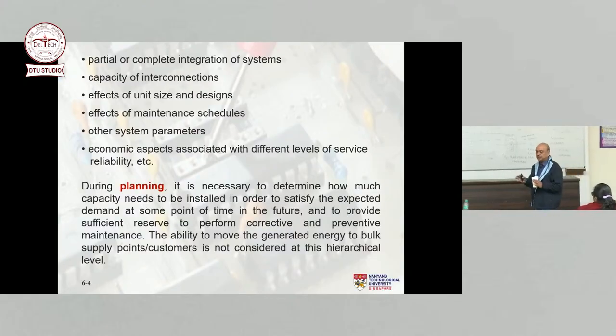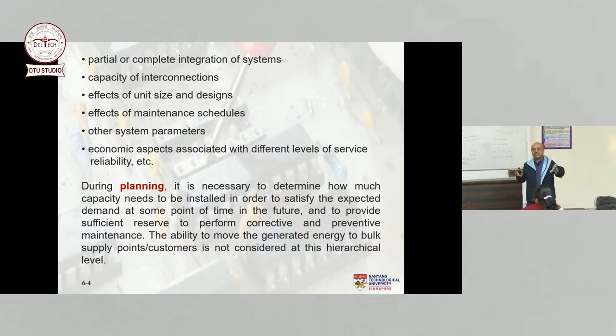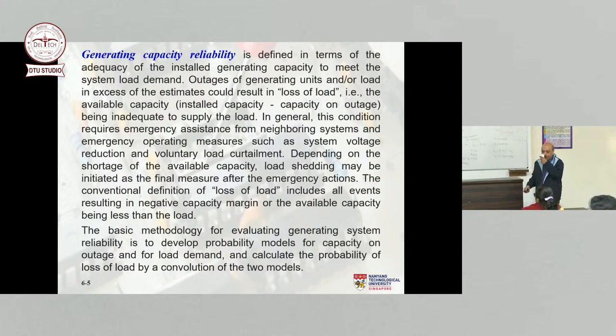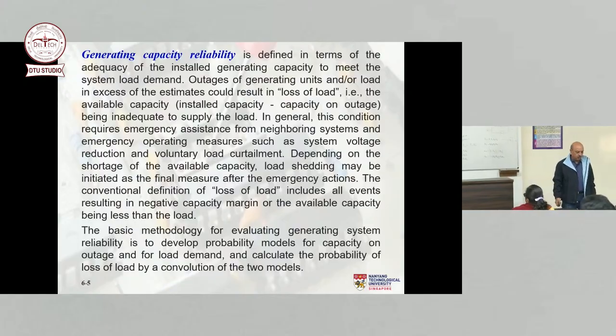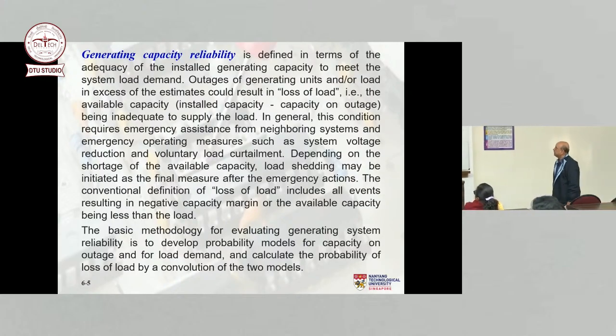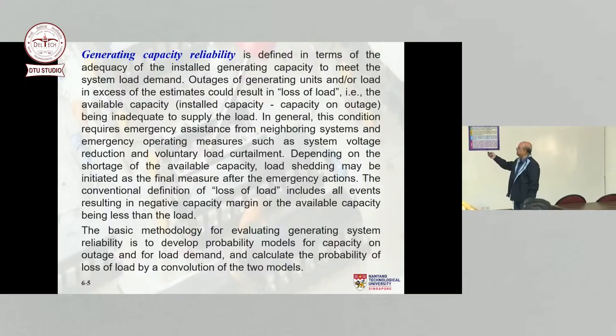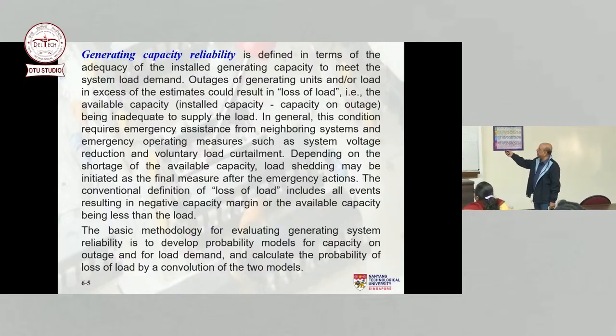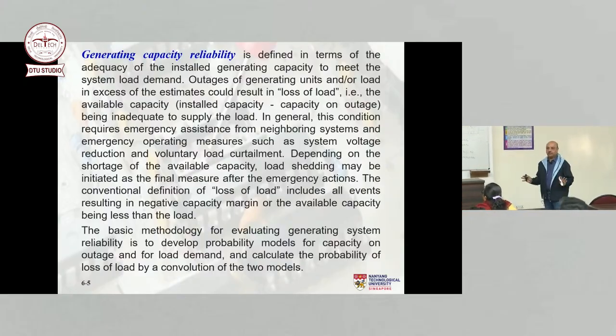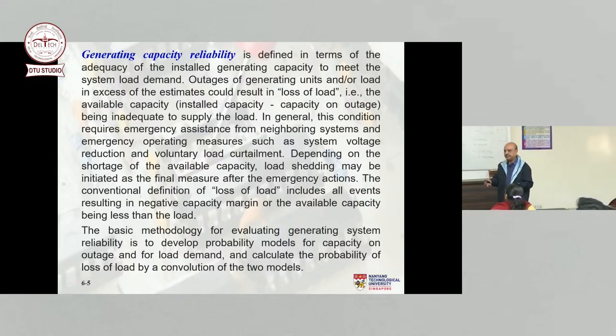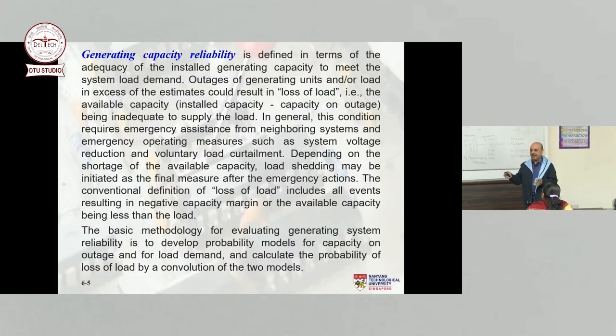So we are going to assume that the transmission and distribution are fully reliable and capable of moving the generated energy to the consumer load buses. That's the inherent assumption in this paragraph. So how do we find the generating model? How do we describe the generating model? Generating capacity reliability is defined in terms of the adequacy of installed capacity to meet the load demand. Very simple. We say that we must have enough installed capacity to meet the anticipated load demand.